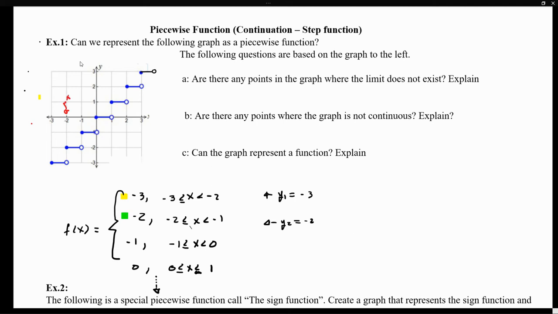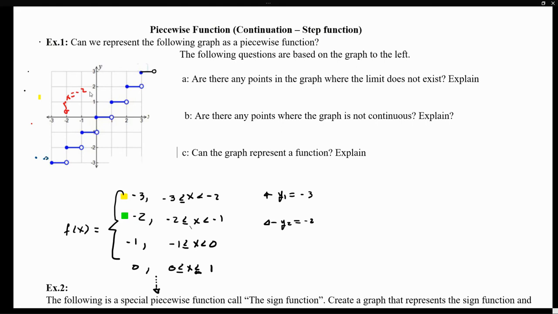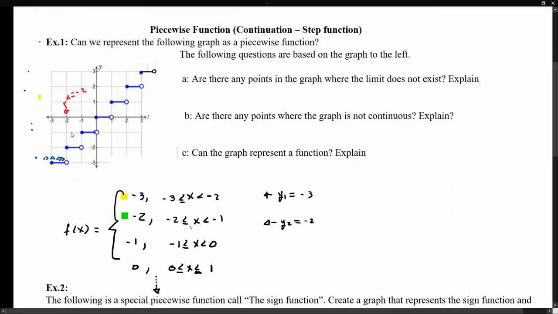Let's take into consideration x equals -2. At x equals -2, if I'm approaching -2 from the left-hand side, I'm on this step, and we seem to be approaching the y value of -3. If I'm approaching -2 from the right-hand side, I'm actually on the step above it. So from the left, I'm approaching the value of -3, and from the right, I'm approaching the value of -2. As we get closer to the x value of -2, we're approaching different y values. So this is one point where the limit does not exist.